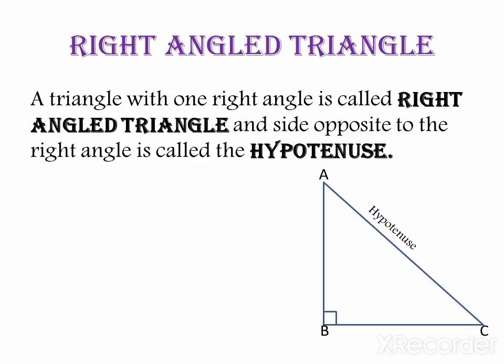Now children, in 6th standard we have learned what is a right angle triangle, right? A triangle with one right angle is called a right angle triangle, and the side opposite to the right angle is called the hypotenuse side. Now see, in triangle ABC, angle B is a right angle. The side opposite to angle B is which side? AC. So that side is called the hypotenuse side. Understood?